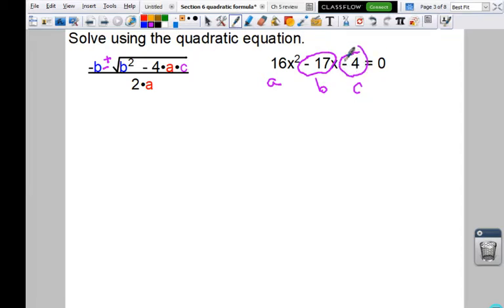So I'm going to go through and fill in my formula. So I have negative b, right? I'm going to go negative, and b is really a negative 17. What's this going to change to in just a minute? Positive. Just put 17.